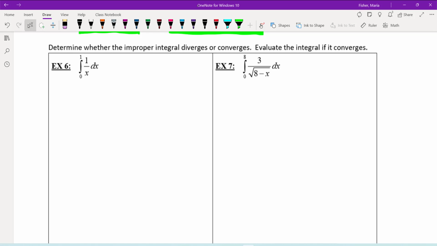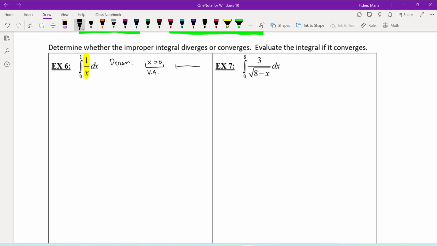We're still trying to determine whether the improper integral diverges or converges, and we evaluate the integral if it converges. With these, when you don't see positive or negative infinity with your limits of integration, you know automatically you've got to figure out where your vertical asymptote is. How do you do that? Go to your function and look at the denominator. Well, the denominator in this first one in example 6 is just x, and you have to set that equal to 0 and then solve for x. Since it's already solved for x, I know that my vertical asymptote here is going to happen at x equals 0.